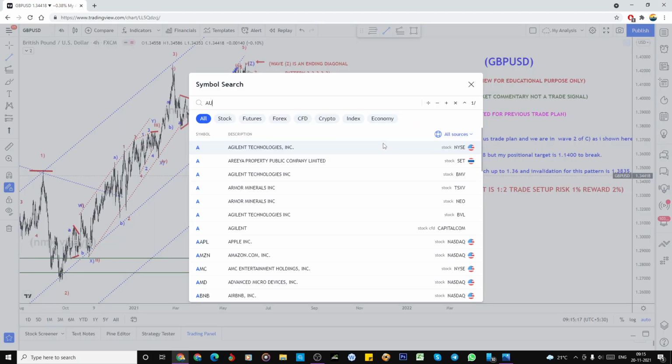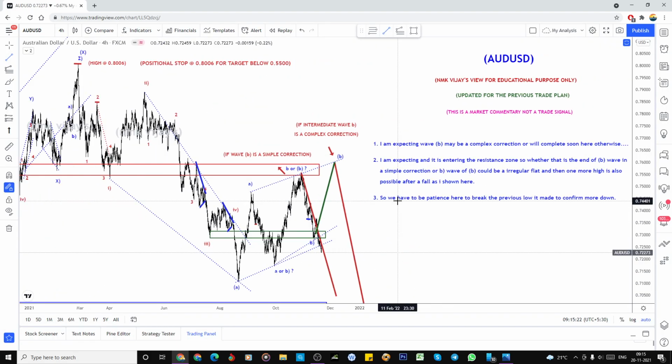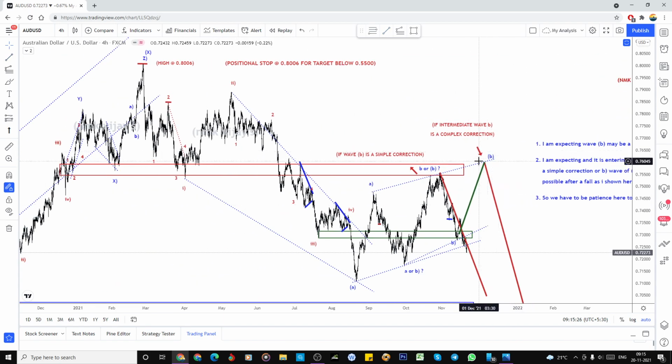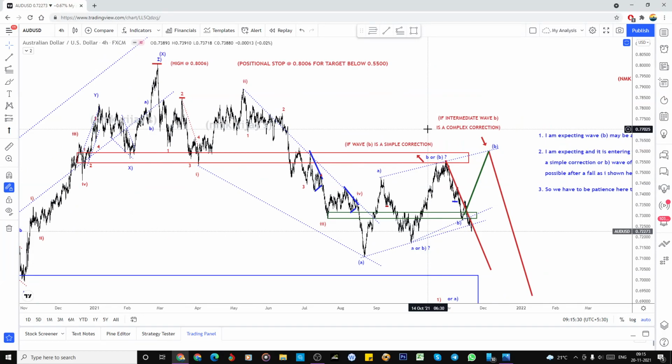So let's move on to Australian dollar. From here I expected, right, there is a lot of chances. And if you are watching my chart, you need to understand my view also. So whether this is the end of the ABC simple correction and we are in the downtrend, otherwise there is a lot of chance of making one more low and one more high, and it has to break the previous high. After that there is a downtrend.